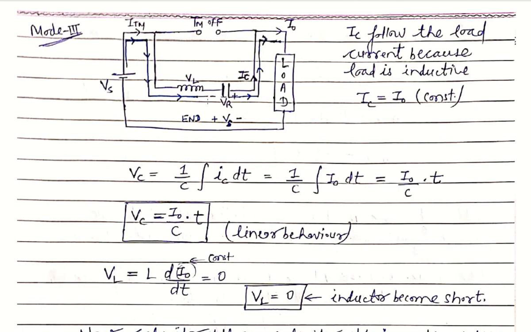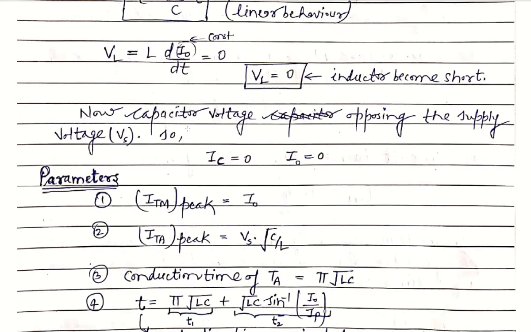So at the end of this third mode, the polarity will now be plus minus of Vs. In this case, we will see that the supply voltage Vs and this plus minus Vs at the end are opposing. Because we apply the KVL, Vs minus Vs equals 0. So there is no voltage difference. So IC, the charging current, will now be equal to 0. As the charging current is 0, the output current will also be 0. So now the capacitor voltage is opposing the supply voltage. So IC equals 0, I naught equals 0.